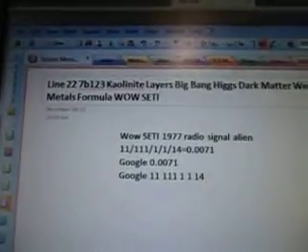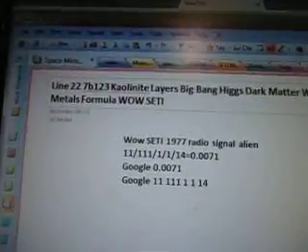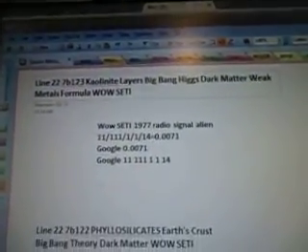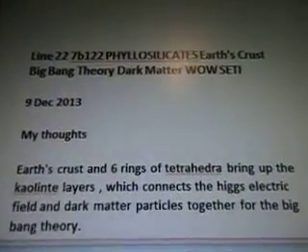22 7b123 Kaolinite layers, Big Bang, Higgs, dark matter, weak metals formula. Wow, SETI. There's the alien radio signal.